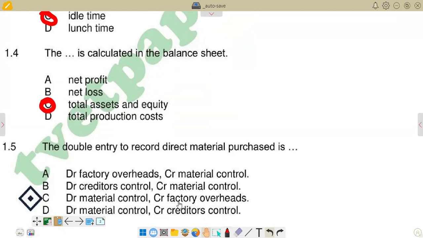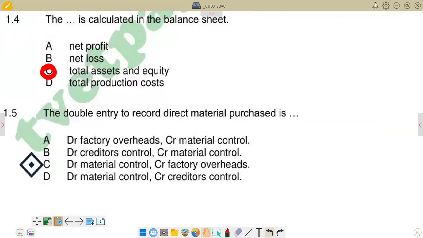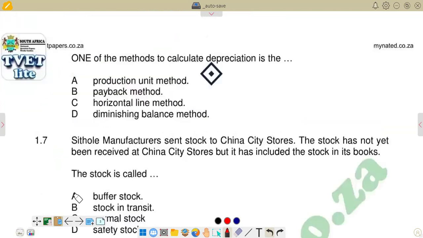Then we now go to the credit side. We don't credit factory overheads, but remember it depends on the method of buying the material. If it's a bank, we are going to credit bank. If it's cash, we credit cash. And if it's on credit, we credit creditors control. So this is what we have. So D becomes the most appropriate. So we have got D then. Then we go to 1.6 to see what we have.